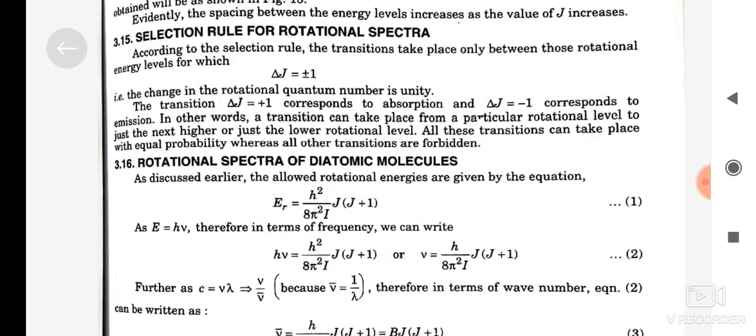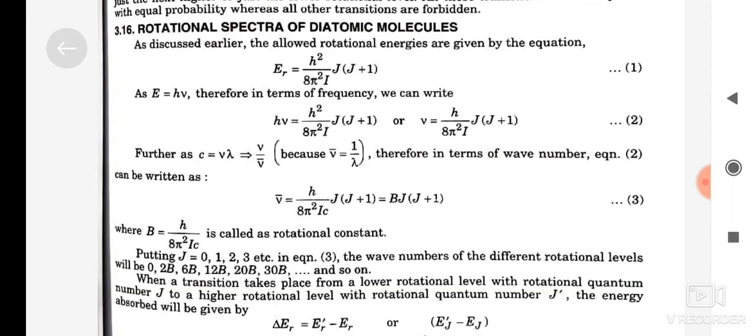According to the selection rule, the transition takes place between those rotational energy levels for which del J is equal to plus or minus 1. The change in rotational quantum number is unity. The transition del J is equal to plus 1 corresponds to absorption and minus 1 corresponds to emission. In other words, a transition can take place from a particular rotation level to the next higher or just the lower rotation level. All these transitions can take place with equal probability, whereas all other transitions are forbidden.